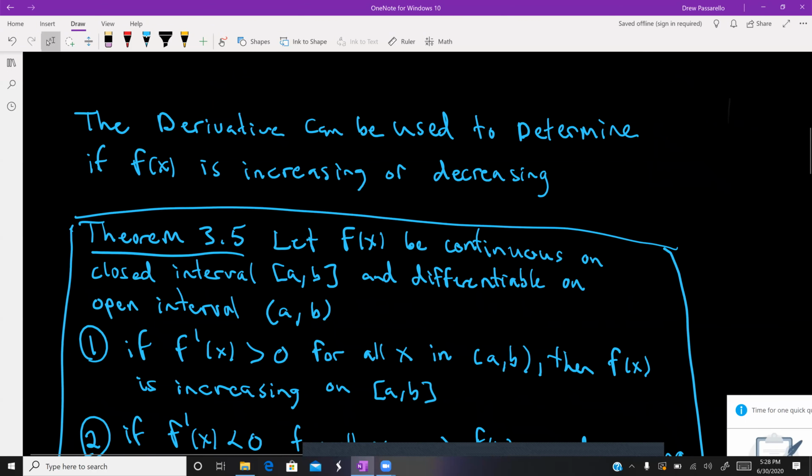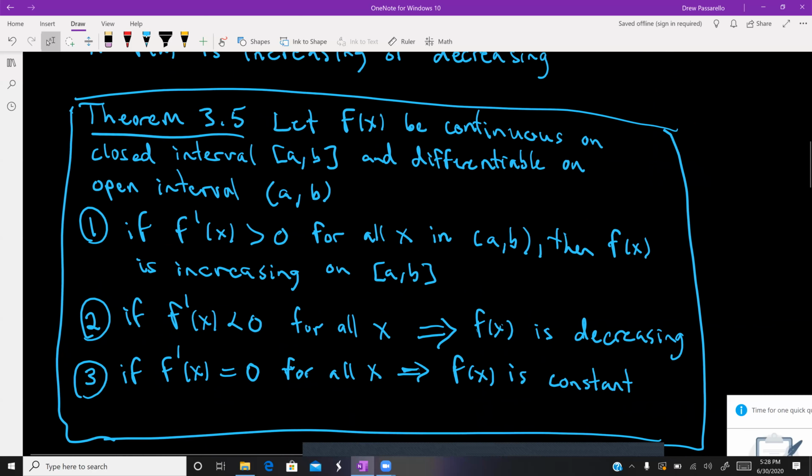This is theorem 3.5 in the textbook. You have a function that is continuous on the closed interval and differentiable on the open interval (a, b). Like in the previous videos where I talked about differentiable, that means its derivative exists on the entire open interval (a, b). So it has to be continuous and then differentiable. If its first derivative, f prime of x, is greater than 0, so if its first derivative is positive for all x in the open interval (a, b), then f of x is increasing. As long as its first derivative is positive, it's increasing.